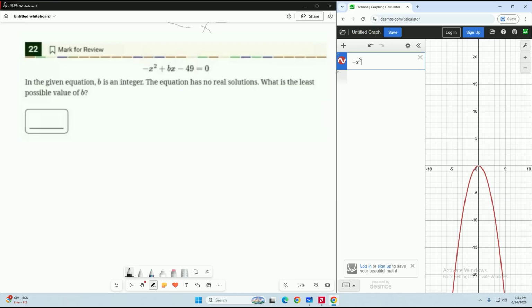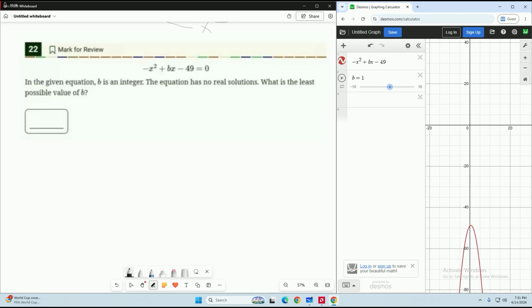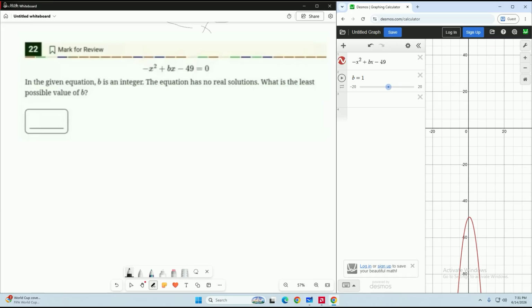So if I do negative x squared plus bx minus 49 and create a slider for b, I'm going to see that my graph is all the way down here. Okay, so let's make my bounds 20 to -20, and let's make my step 1 to 4 as integers. Now I'm just going to test a bunch of values. I'm going to drag my slider, and you're going to see that the quadratic slowly approaches the x-axis, and when b is equal to 14, it touches the x-axis. So right now, b must be less than 14 for it to satisfy the no real solutions aspect.